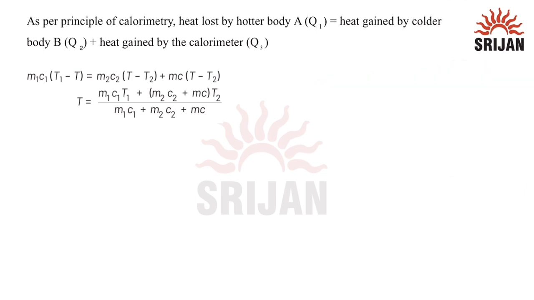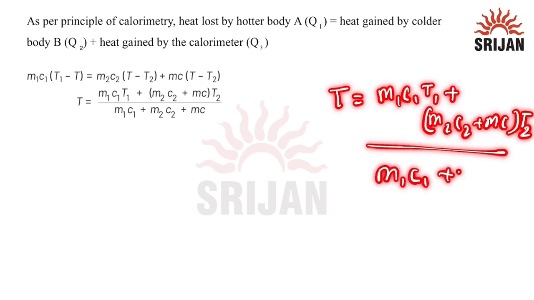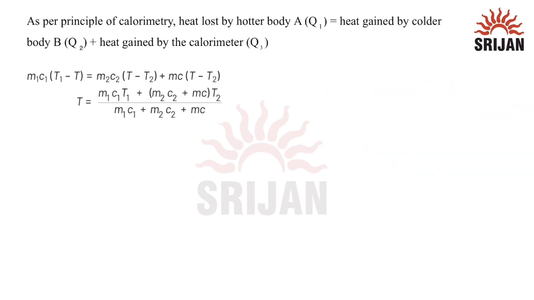Okay. Now on rearranging the values, we will get T to be (M1 C1 T1 plus (M2 C2 plus MC) multiplied by T2) divided by (M1 C1 plus M2 C2 plus MC). Okay. I hope this topic is clear to you. Thank you.